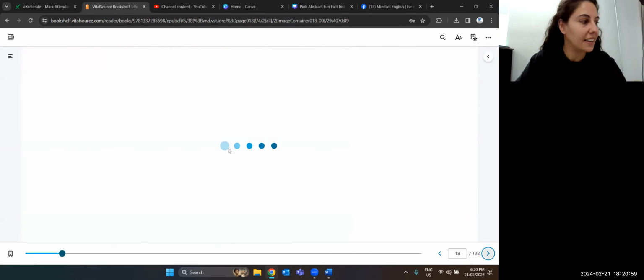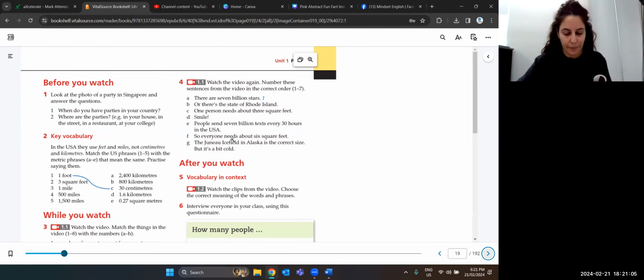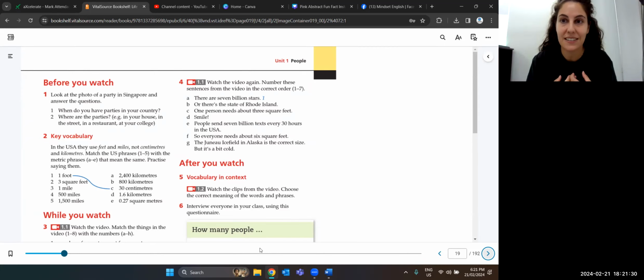Let's have a look at some key vocab. We're looking at measurements. So we know in the USA, they use feet and miles. And in Australia and all British colonies, we say centimetres and kilometres. So for example, when you're talking about your height, we say I am 160 centimetres.